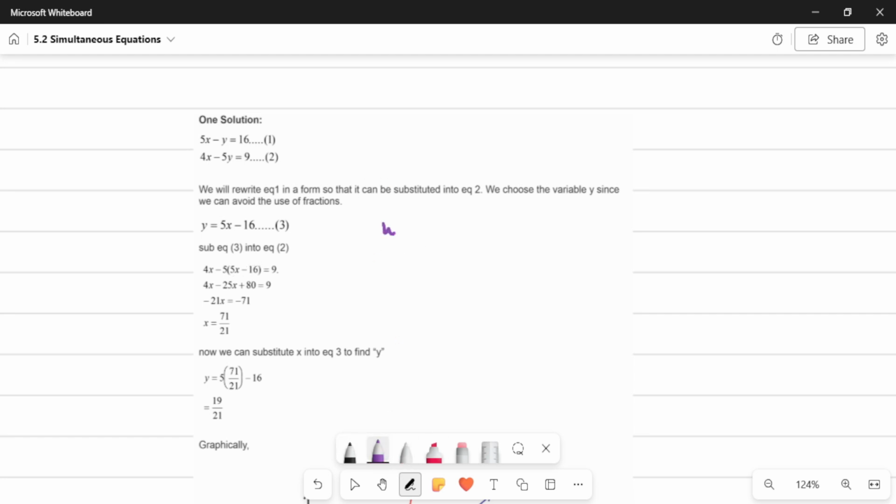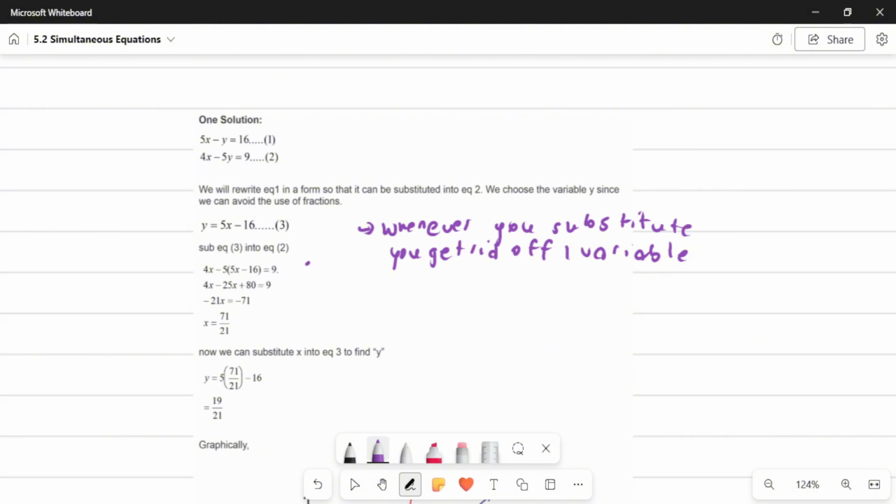Next rule to remember. Whenever you substitute, you get rid of one variable. We need to do this so that we can solve the question using linear equations. Secondly, whenever you substitute, parenthesize. Very important. Whenever you substitute, parenthesize. Wherever I see y, I'm going to put 5x minus 16. But you must put it in brackets. Why? Because you could have unlike terms and that negative has to distribute to each term in the bracket. So we're utilizing the distributive law that I talked about in algebraic expressions.